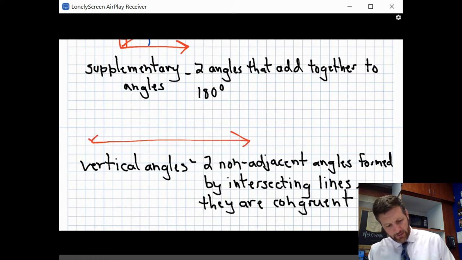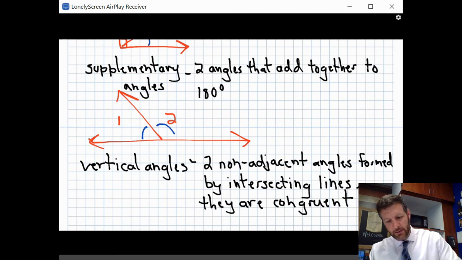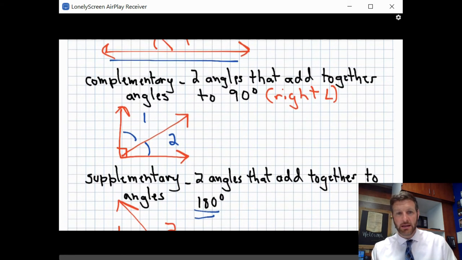So when you have a flat line or opposite rays or a linear straight angle, angles 1 and 2 would be supplementary, because if I add the degrees of angle 1 plus the degrees of angle 2, now I'm going to get 180 degrees. So same idea, but again, you want to know the difference. When you see supplementary, you want to think 180. When you hear complementary, you want to think 90.